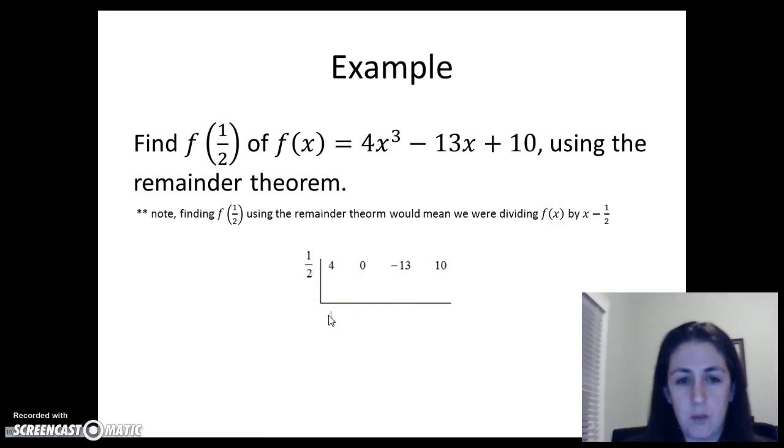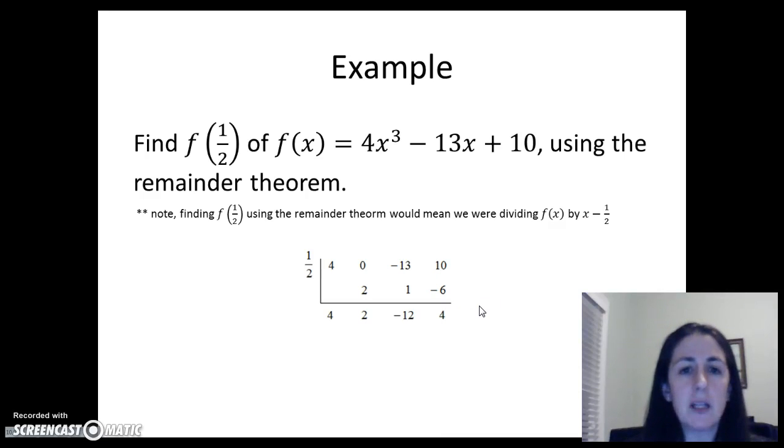Add vertically, so the 4 carries down, multiply diagonally. Half of 4 is 2. Add vertically, multiply diagonally. Half of 2 is 1. Add vertically, we get negative 12, and half of negative 12 is 6. Multiply diagonally. And then add vertically, 10 plus negative 6 gives us 4.